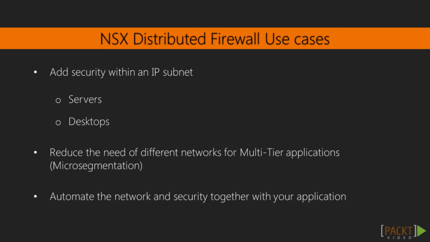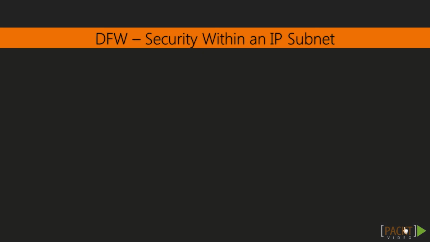NSX distributed firewall use cases. We can add security within a single IP subnet, like servers or desktops, as we have seen in the previous slide. So we reduce the need for different networks for multi-tier applications. We discussed that during the microsegmentation. And of course, we're trying to automate the network and security together with the application to create an application-centric view within our infrastructure.